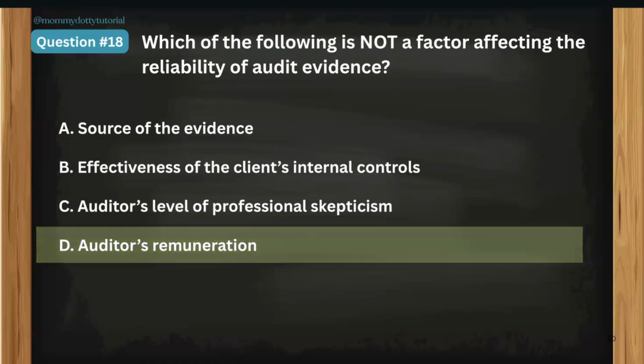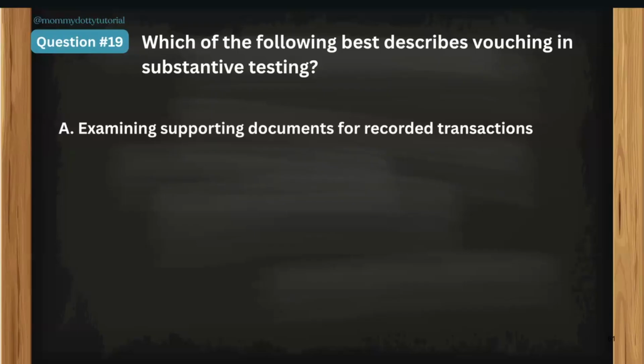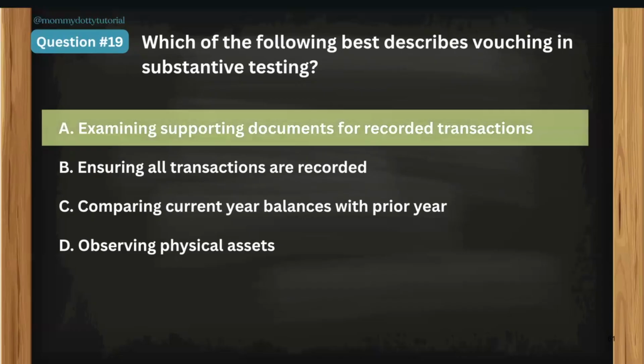All right, question number 19. Which of the following best describes vouching in substantive testing? A. Examining supporting documents for recorded transactions. B. Ensuring all transactions are recorded. C. Comparing current year balances with prior year. And D. Observing physical assets. You may pause the video to think. The correct answer is letter A. Examining supporting documents for the recorded transactions.